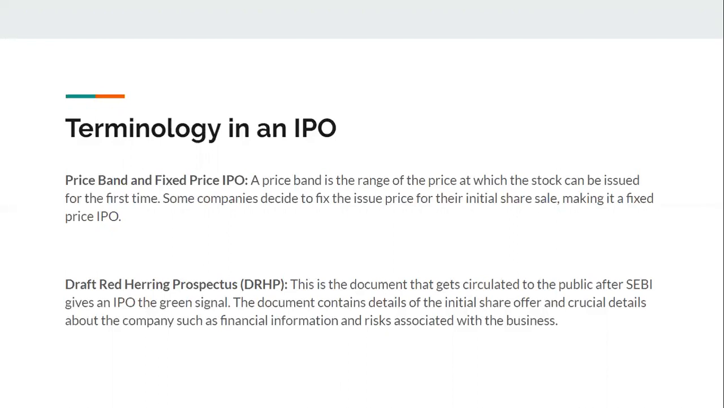And based on that, after you go through that DRHP, you can make a decision or you can take a call whether to invest your money in that particular IPO or not. So there are crucial details about the company, and the company cannot hide anything regarding the promoters or regarding the business, anything related to the company, they cannot hide from that DRHP. So draft red herring prospectus is its full form.